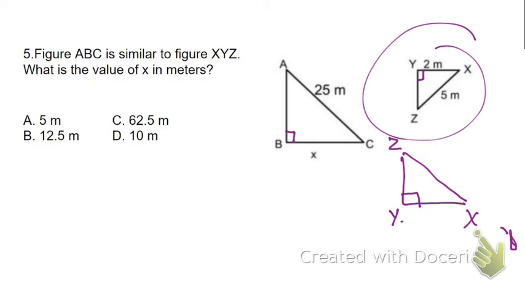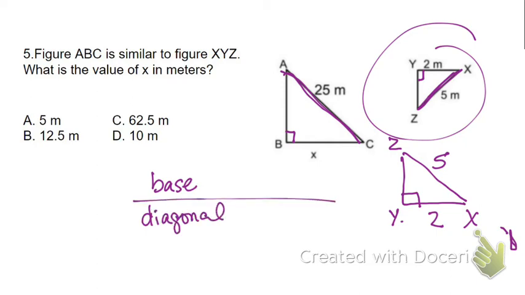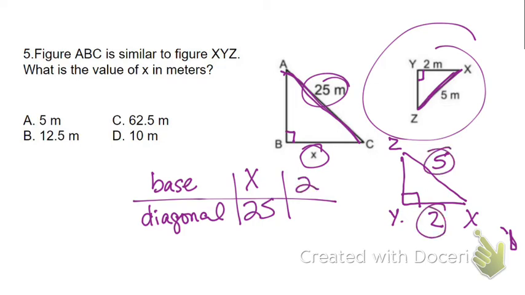So my base right there by that right angle would be a 2, and this diagonal across from your right angle, we would call that the hypotenuse. That's actually an 8th grade word, but it would be the 5 right over here. So the two things I'm going to compare are the base and the diagonal. I'm just going to set up my ratio table just like always. The base of this one we're going to call X, and the diagonal is 25. The base of this one is 2, and the diagonal is 5.